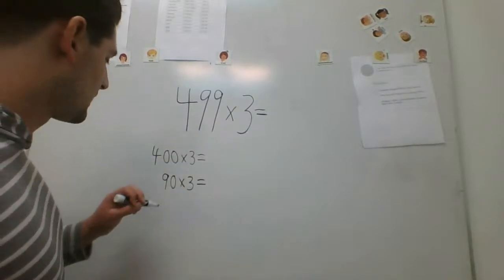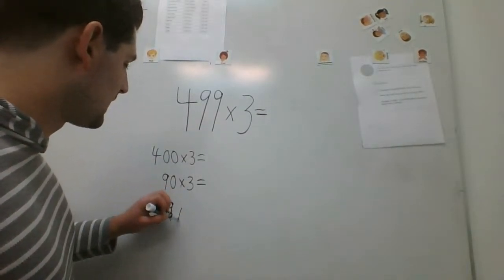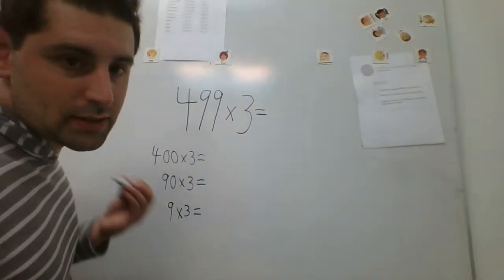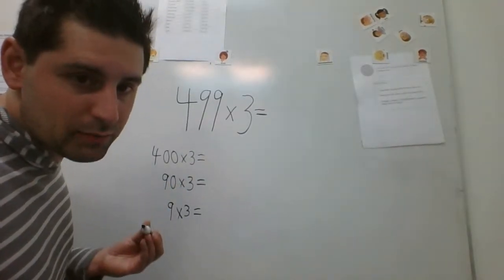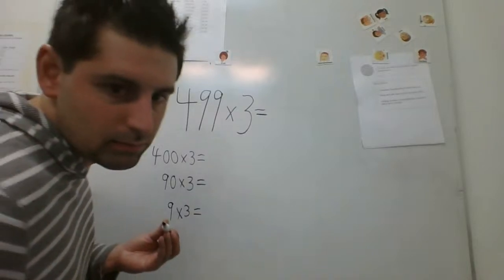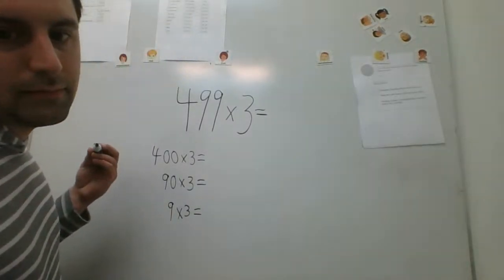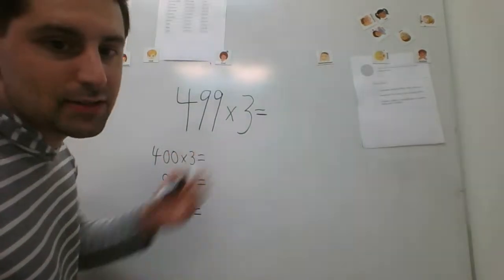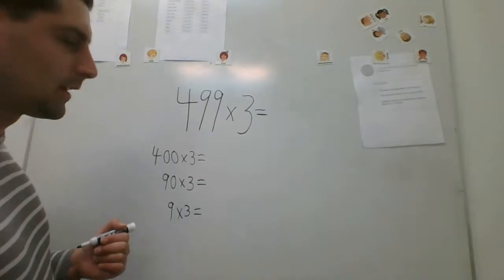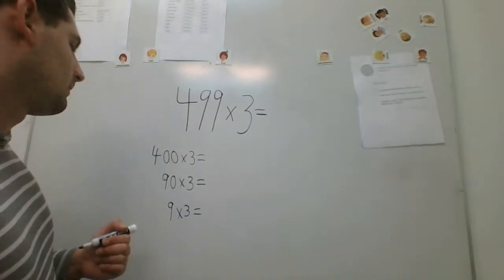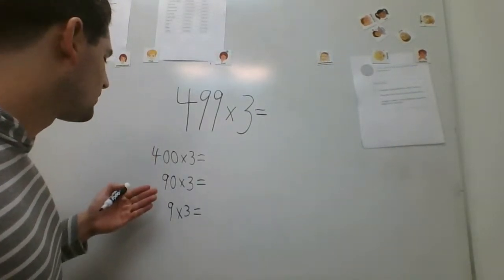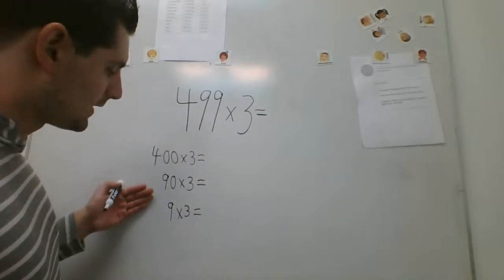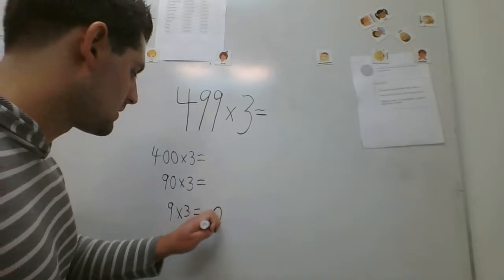And the 9 in the ones place has a value of 9, so we have to multiply 9 times 3. So we're going to solve those 3 separate multiplication problems, and then we're going to add our 3 answers together to come up with our final answer. And again, you can solve these 3 multiplication problems in any order, but I'm going to start with the simplest one. 9 times 3 equals 27.